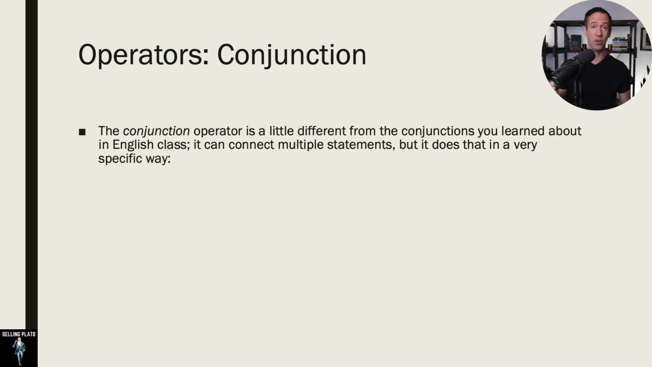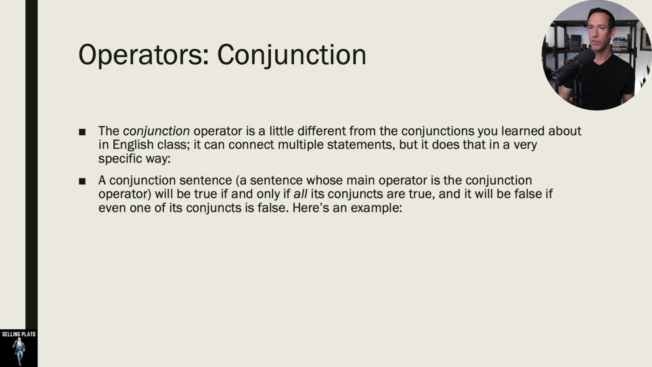Now we're going to talk about conjunction. All right, this is going to operate a little bit differently. The function is going to be different, but we're going to take this step by step too. And the same thing with the rest of the operators. So the conjunction operator is a little different from the conjunctions that you learned about in English class and basic grammar class. For our logical language, it's going to connect multiple statements. All right, so there's a similarity, but it does it in a very specific way. And here's what I mean.